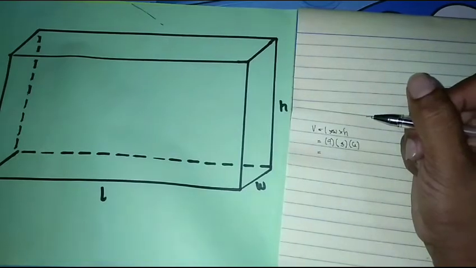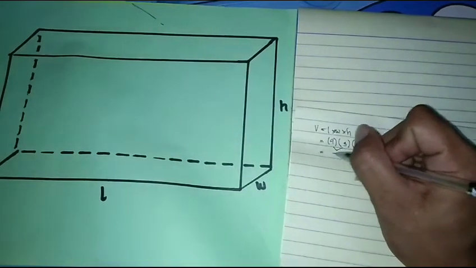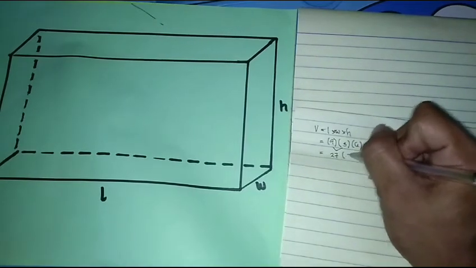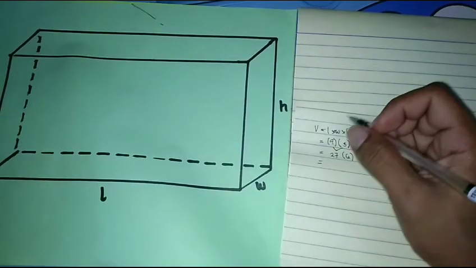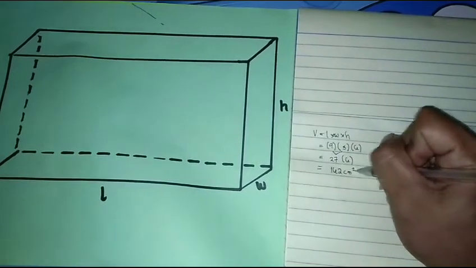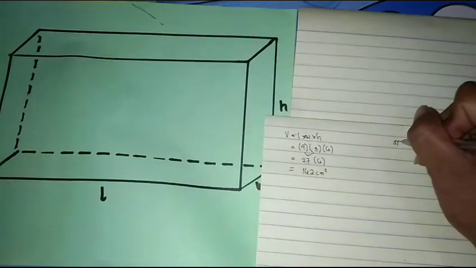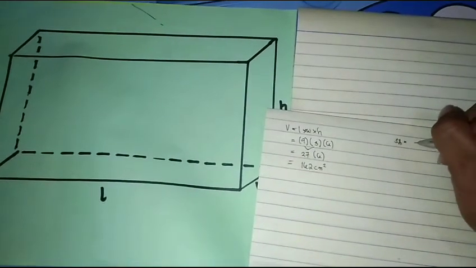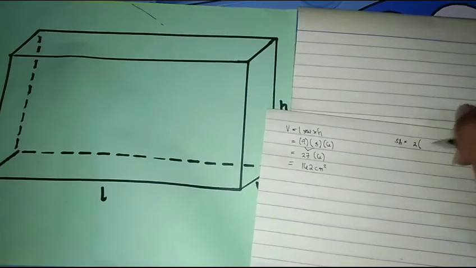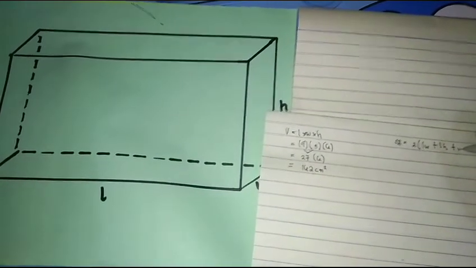We have the length of 9, the width of 3, and the height of 6. To get the exact value, we need to multiply one by one. So multiply 9 by 3 to get the product of 27, multiplied by 6 to get the exact value of its volume, 162 centimeter cubed. And also, to get its surface area, we need to follow the formula SA equals 2 multiplied by the quantity of length times width plus length times height plus width times height.